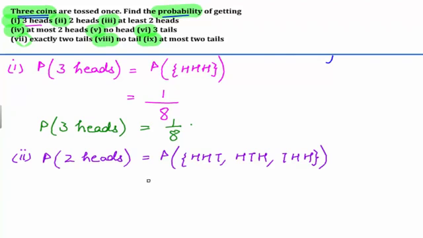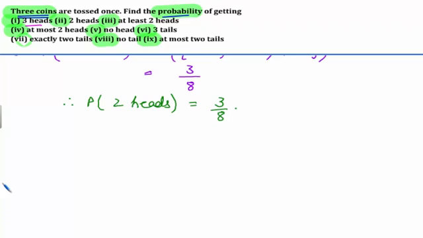So, the number of favorable outcomes such that 2 heads appear is 3 from the sample space, and the total number of outcomes is 8. Therefore, the probability that 2 heads appear is 3 upon 8.